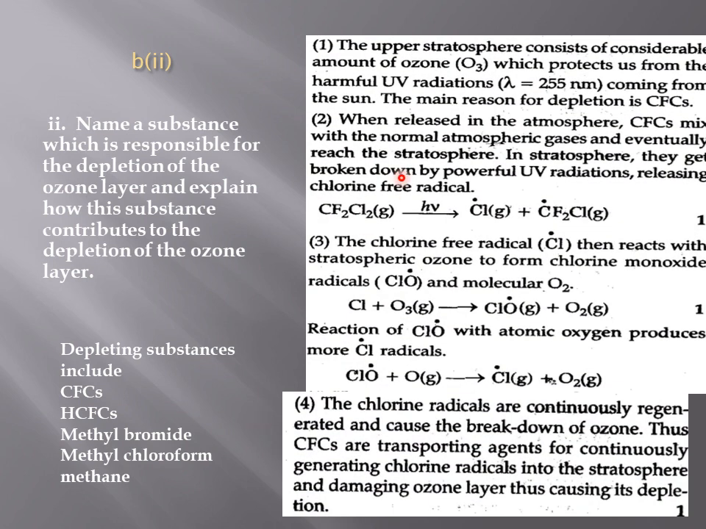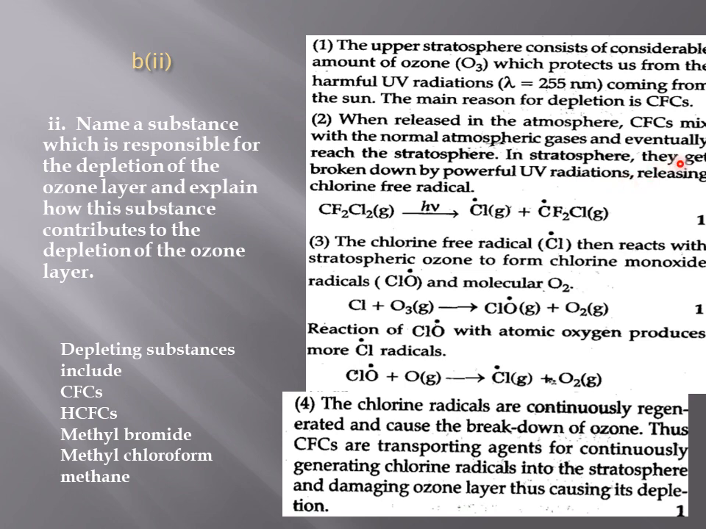I've done a little bit of an in-depth description. It says that the upper stratosphere consists of a considerable amount of ozone, as I showed you in the diagram, which protects us from the harmful ultraviolet UV radiation coming from the sun. The main reason for this depletion is the CFC, the chlorofluorocarbon. When released into the atmosphere, it mixes with the normal atmospheric gas and eventually reaches the stratosphere.